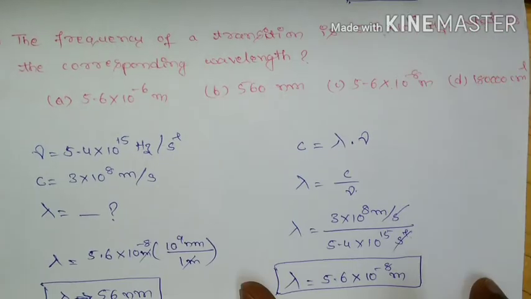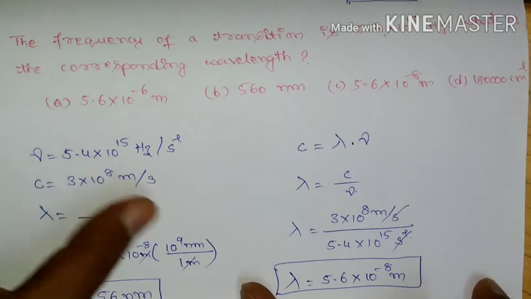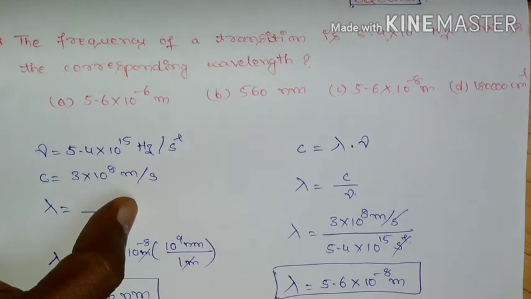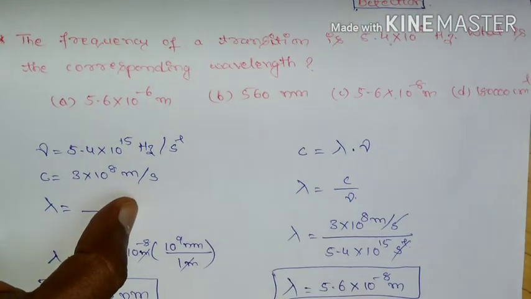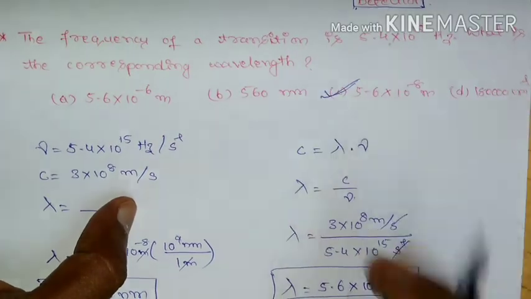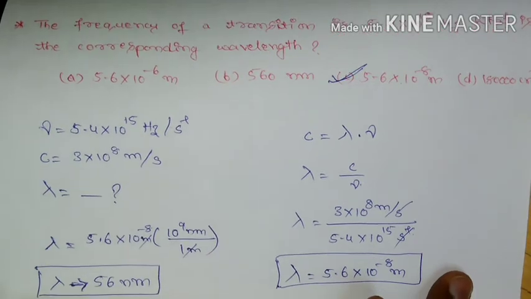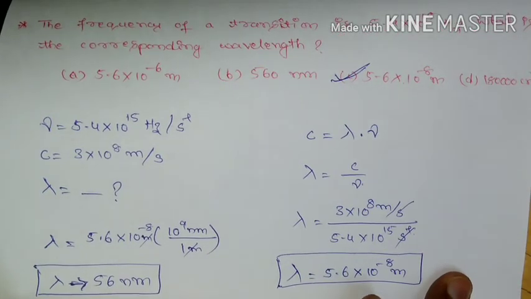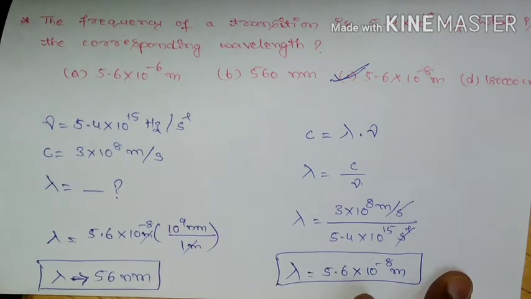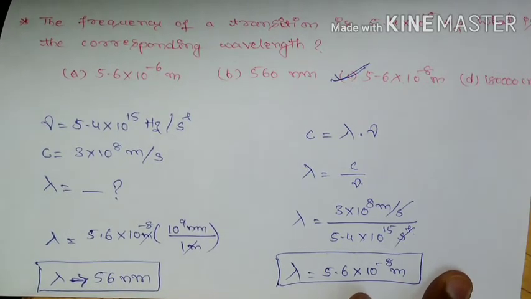So if you see the next question, the frequency of a transition is 5.4 into 10 power 15 hertz. So what is the corresponding wavelength? So here we need to find the corresponding wavelength for this given frequency, and correct option will be C, that is 5.6 into 10 power minus 8 meter. So here they are given frequency, that is 5.4 into 10 power 15 hertz, and by using the formula velocity of light is equal to wavelength into frequency, we can find the wavelength.